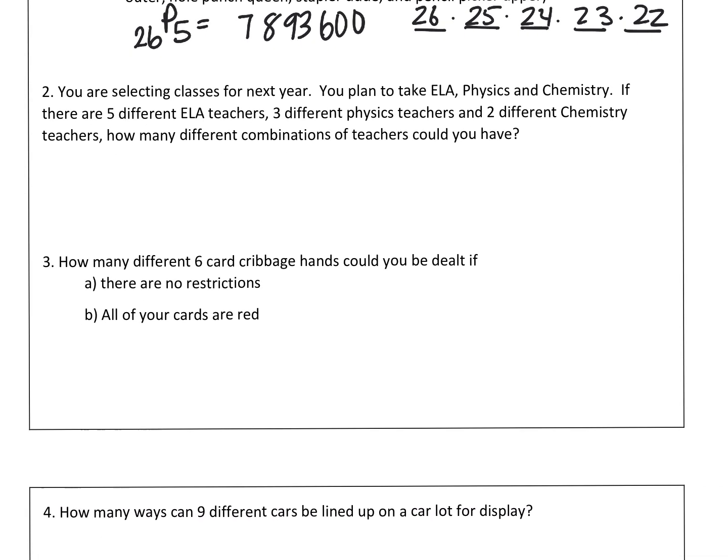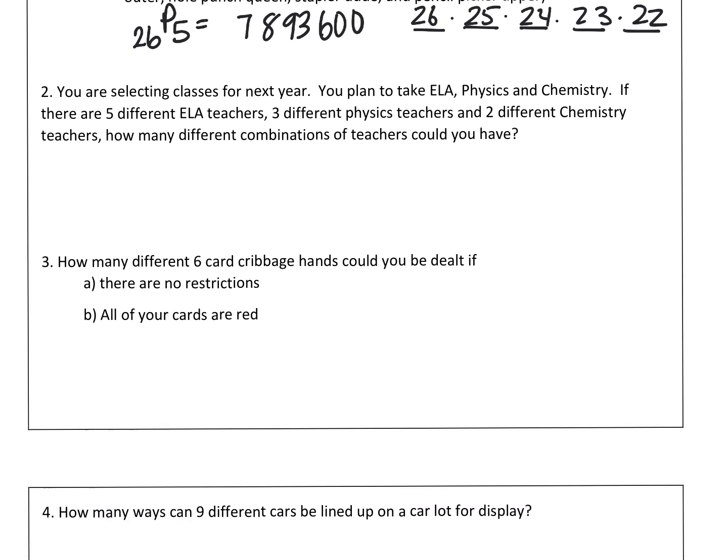Number 2, you are selecting classes for next year. You plan to take ELA, physics and chemistry. If there are 5 different ELA teachers, 3 different physics teachers, and 2 different chemistry teachers, how many different combinations of teachers could you have? Okay, we need to make 3 different decisions, right? And there are kind of stipulations. I need to choose an ELA teacher, a physics teacher, and a chemistry teacher. So there are 5 different ELA teachers, 3 different physics teachers, and 2 different chemistry teachers. So that comes out to be 30 different combinations of teachers that I could have.